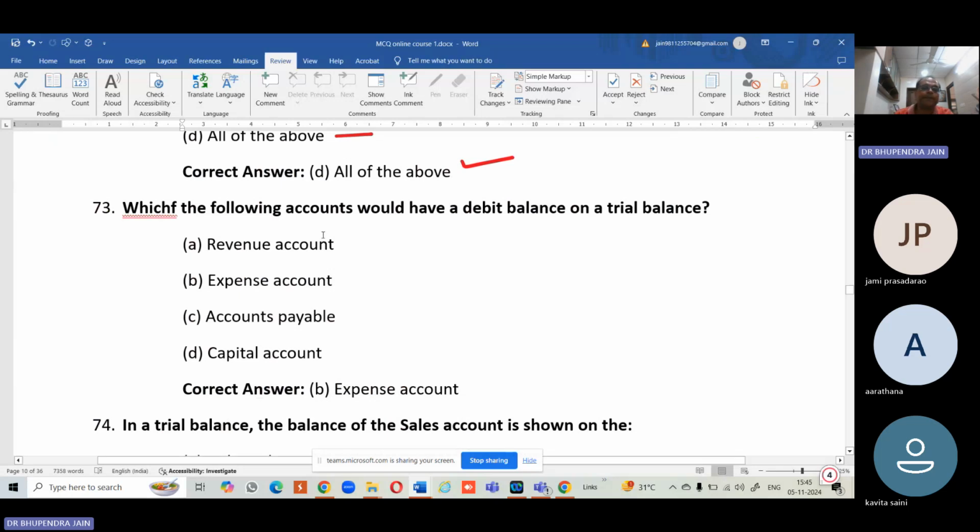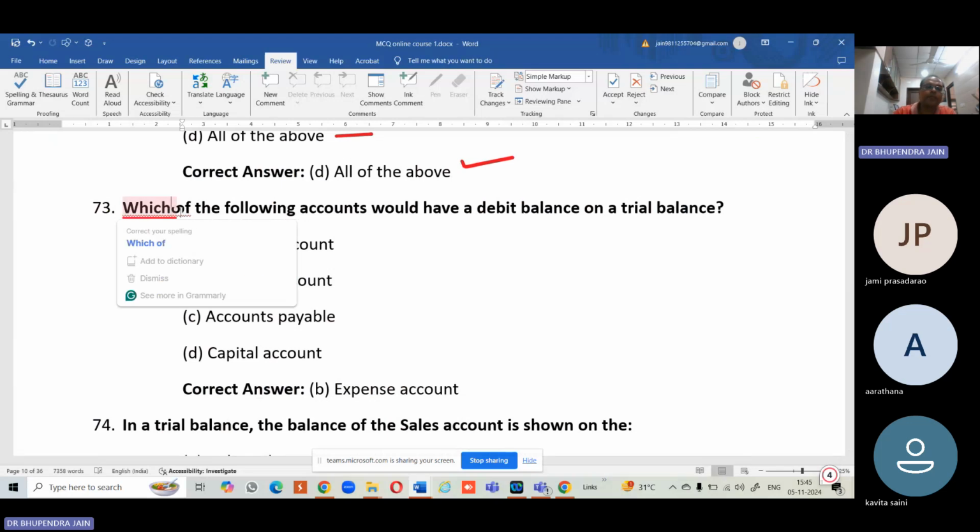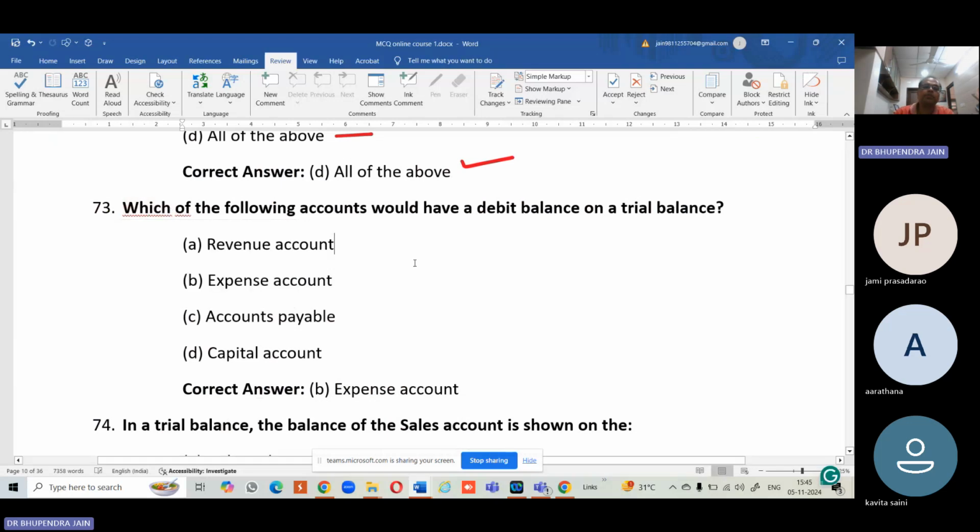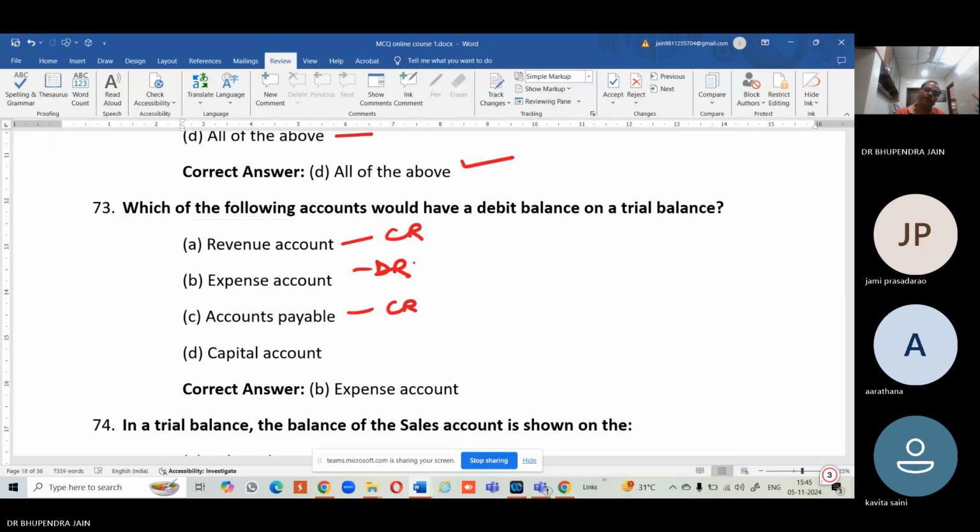Which of the following account would have debit balance in a trial balance? So revenue balance is credit, expenses balance is debit, account payable is credit, and the capital is credit. So now the correct answer is the expenses account.